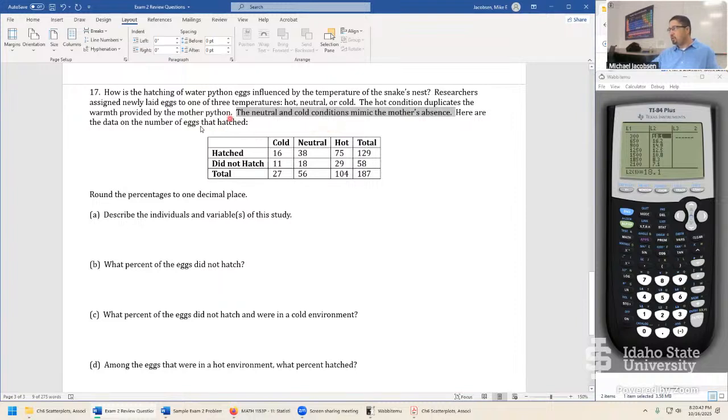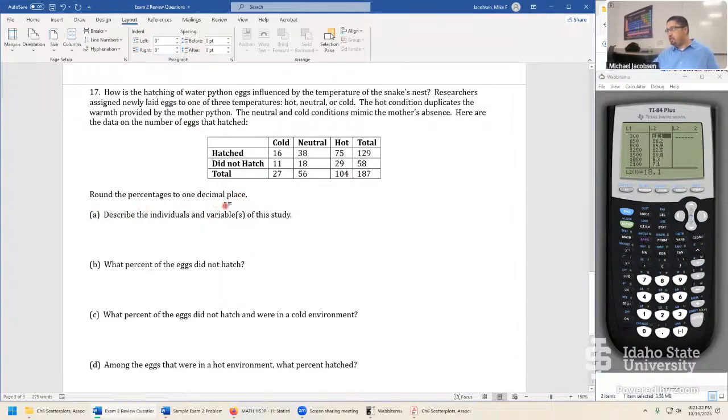So what are we looking at? Here are the data on the number of eggs hatched. There are two categorical variables this time: cold, neutral, hot, where hot is more similar to conditions in nature, and the others are the absence of the mother python's presence. The other categorical variable is whether the egg hatched or did not hatch. So all of these are the sad cases, the dead water python babies. These are the ones that survived somehow. It's a two-way table because of the two categorical variables. We have row totals going this way, column totals going this way.